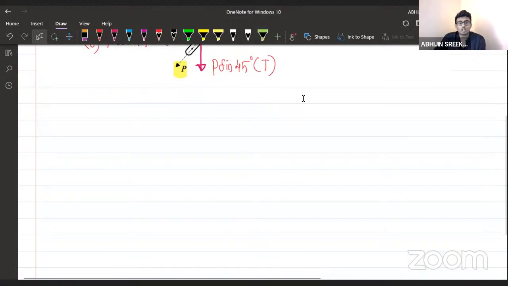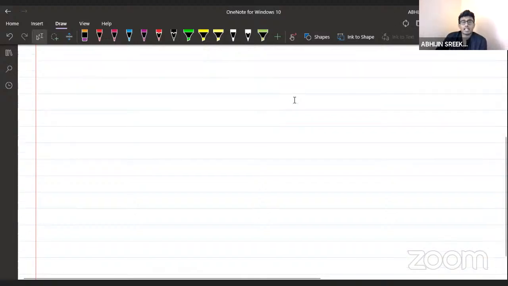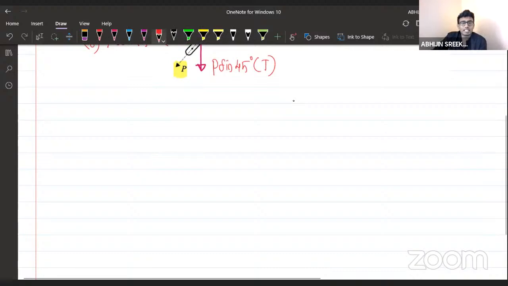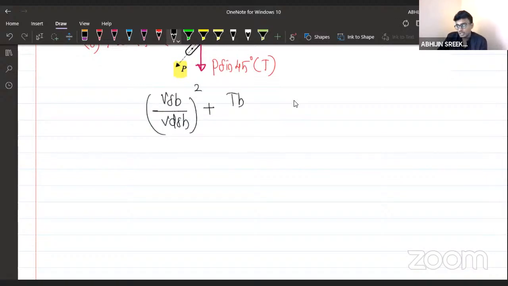Can anyone tell me what is the condition to be satisfied when the bolt is subjected to both tension and shear? When the bolt is subjected to shear and tension, one condition has to be satisfied as per IS 800-2007. What is the condition? Anyone? It is (VSB divided by VDSB) the whole square plus (TB divided by TDB) the whole square, less than or equal to, what is the value here? I'm getting the answer here as 0.7, right? So less than or equal to, is it 0.7?